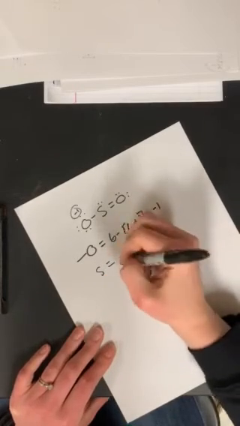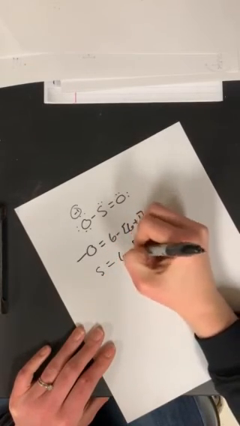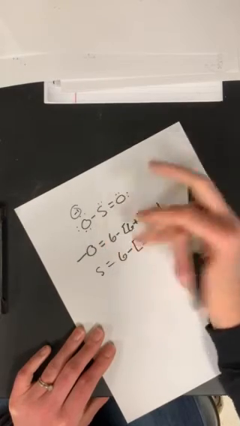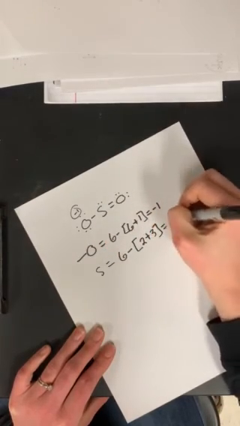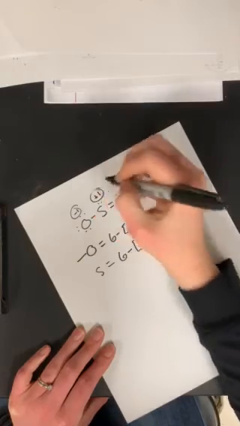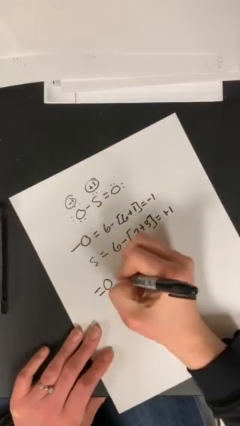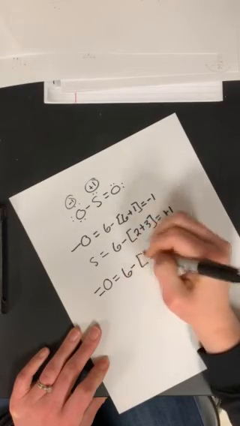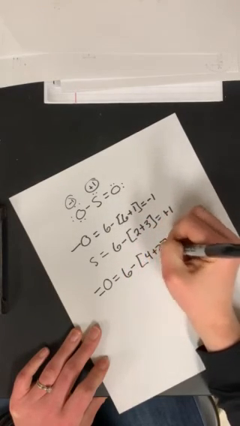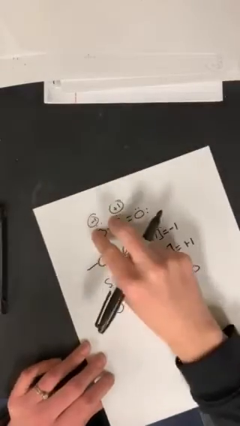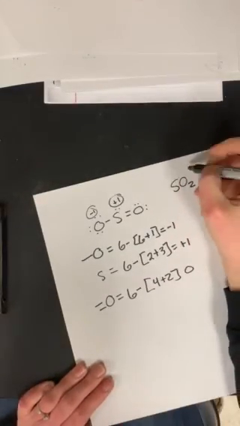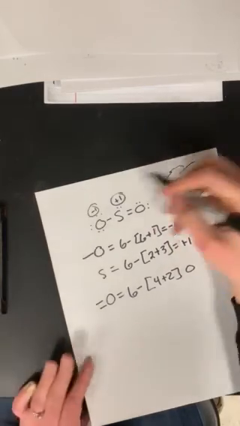Sulfur, 6 minus 2 plus 3, 2 dots, 3 bonds, positive 1. Okay, and then double bonded oxygen is going to be 6 minus 4 plus 2, 0. Okay, these 2 balance out, they should. SO2 was our formula, and they are neutral.